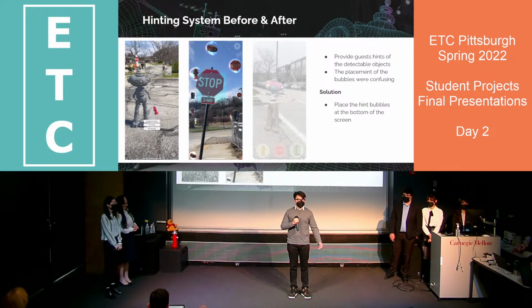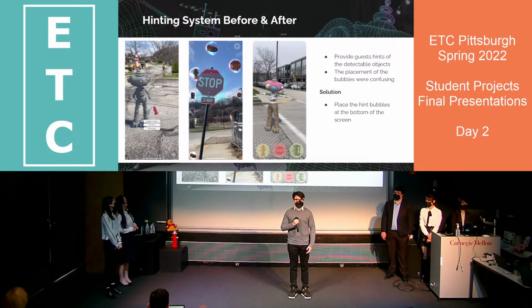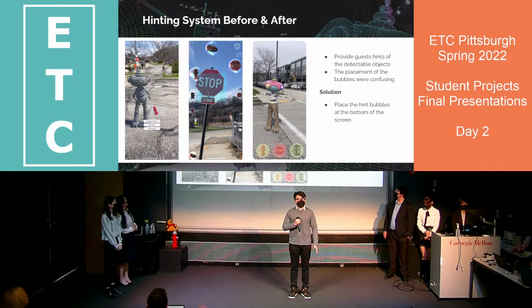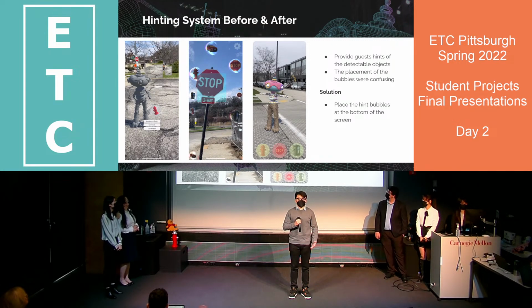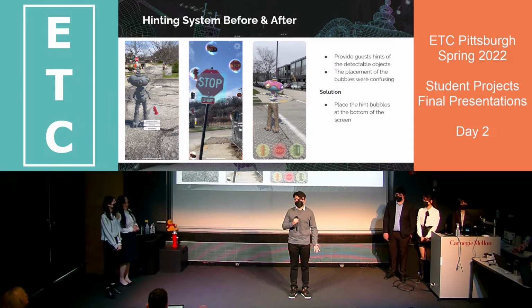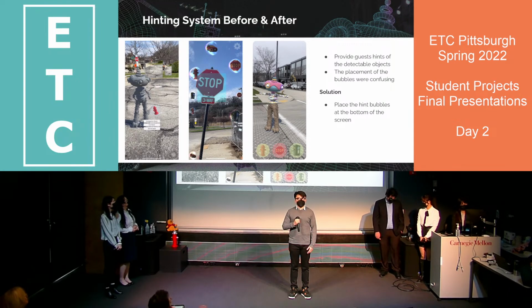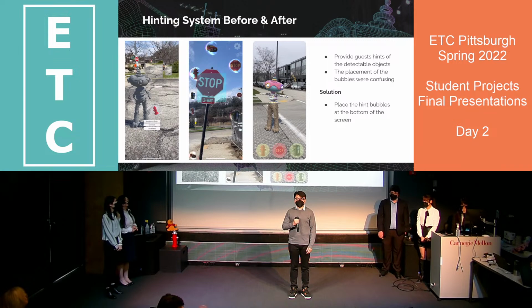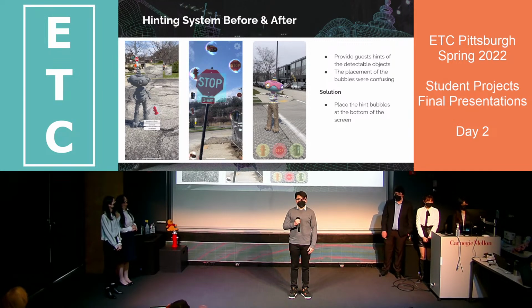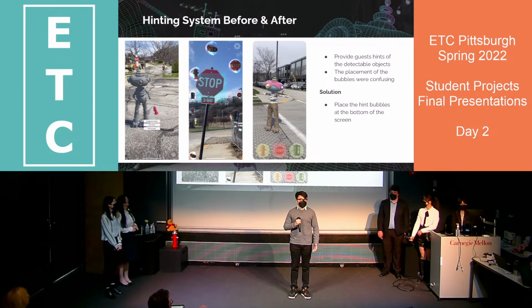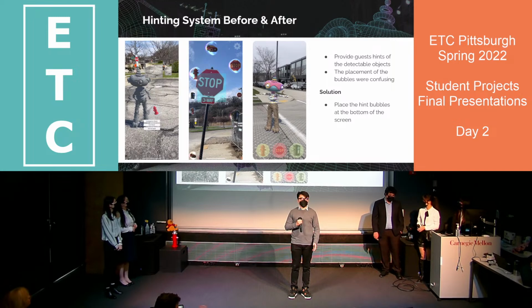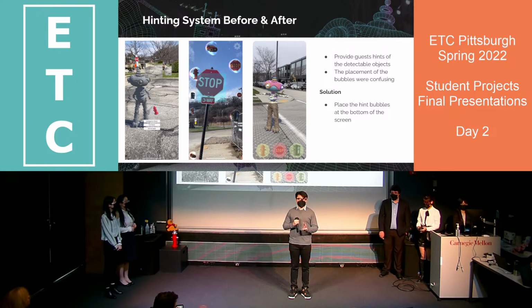So let's talk about the hinting system during the experience. At first, there's no prompts or hints during the experience, so people easily get confused. What's going on here? What kind of object can be scanned on the street? So we put the hint in the bubbles and fulfill the screen. But people also get confused by the placement of the bubbles. And so our solution in the final is we only put 3 bubbles with the hints at the bottom of the screen.